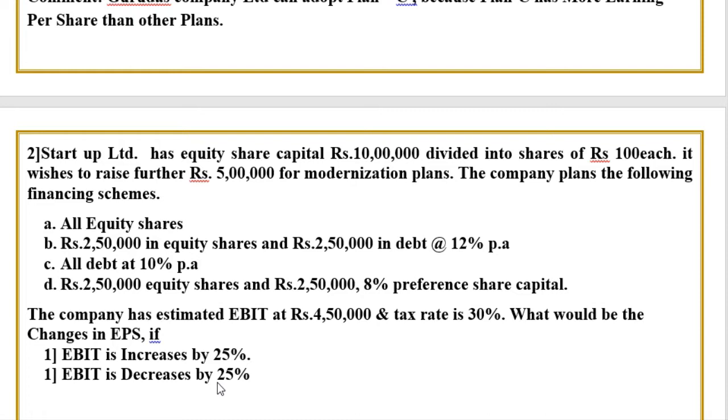Now the first situation, there is the existing EBIT of 4,50,000, and next will be EBIT increased by 25%, next EBIT decreased by 25%. Now before that, let us calculate the number of equity shares. The number of equity shares is old equity shares plus new equity shares.